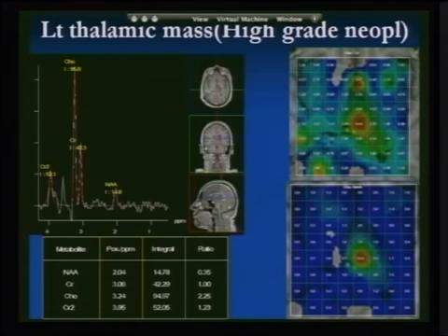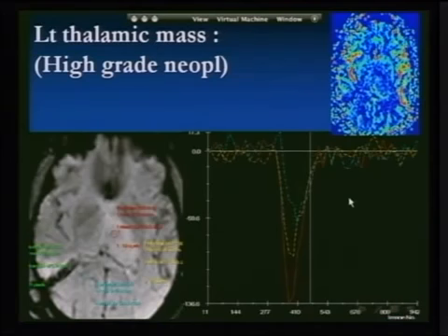Performing the spectroscopy, we can see that it is of high grade, with the choline in the metabolite map very high. It is hyperperfused. Aggression is suspected.